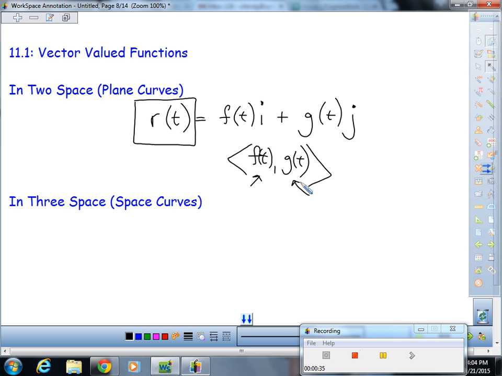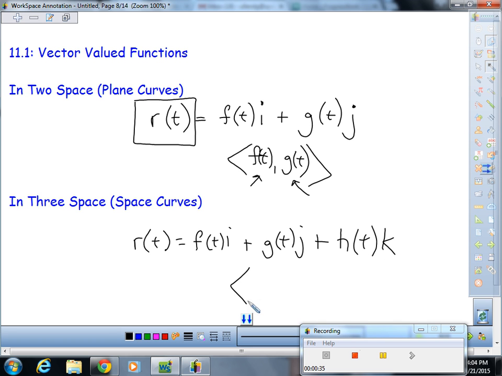And so in 3-space, we can write this r of t equals f of t i plus g of t j plus h of t k. Or we will write that as f of t comma g of t comma h of t.